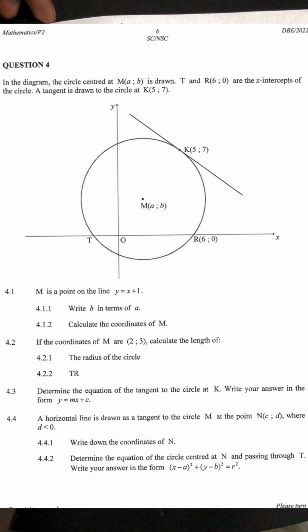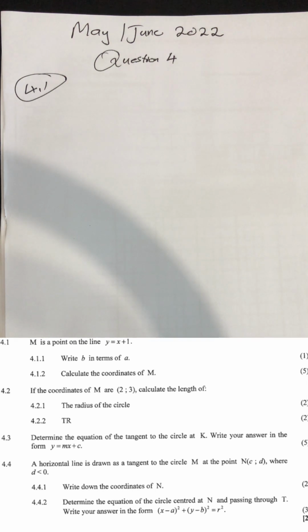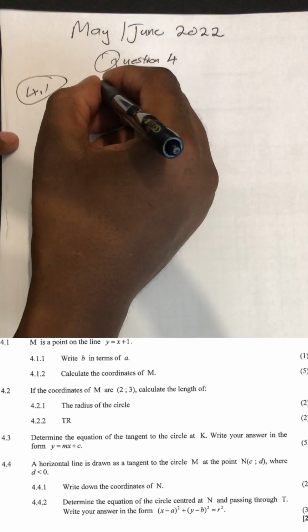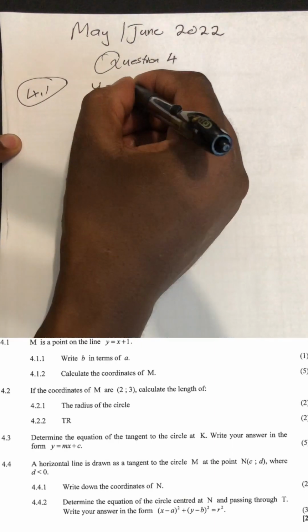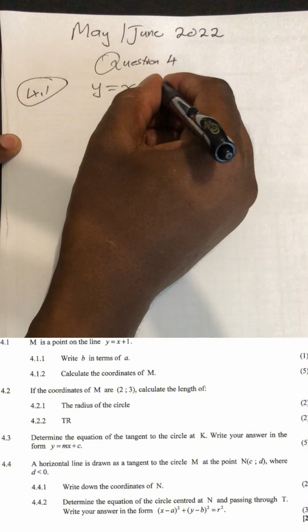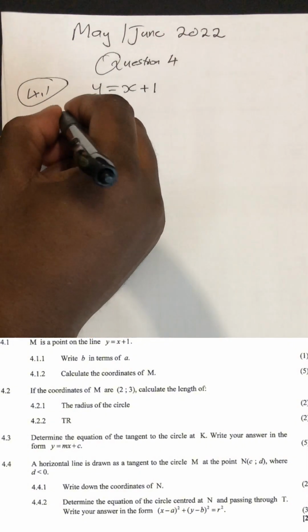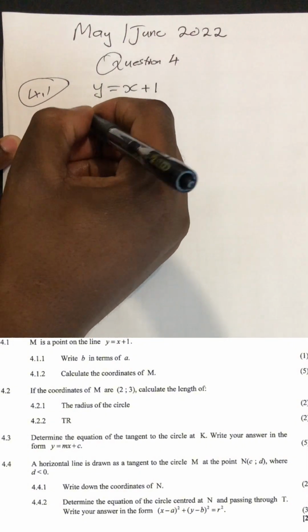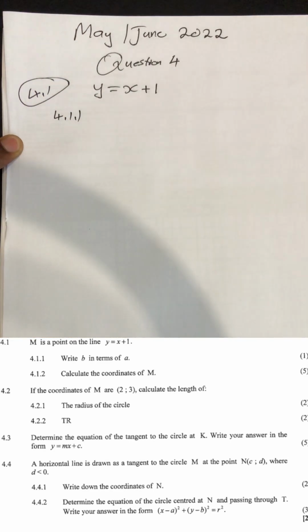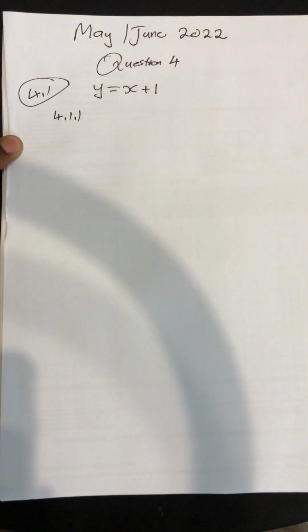4.1. It says that M is the point on the line y equals x plus 1. M is the point on this line, y equals x plus 1. So 4.1.1, they now ask us to write b in terms of a.